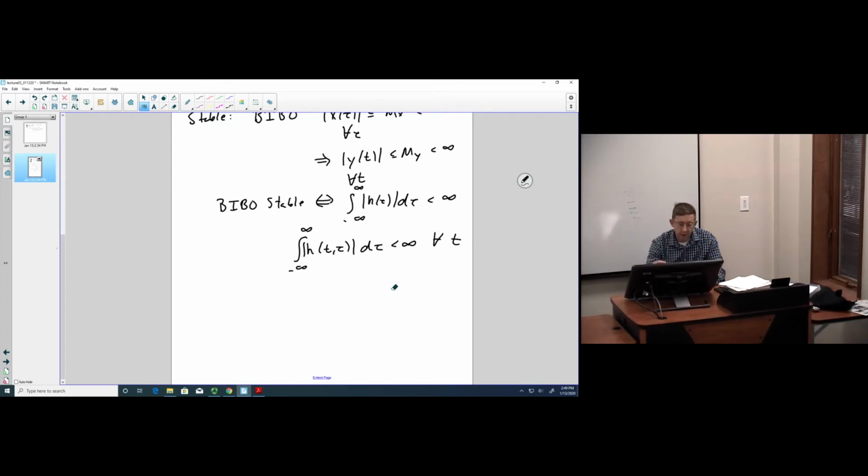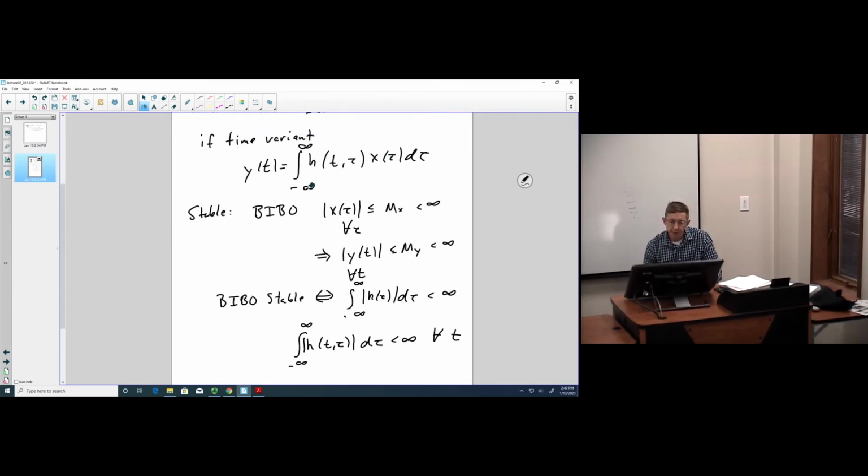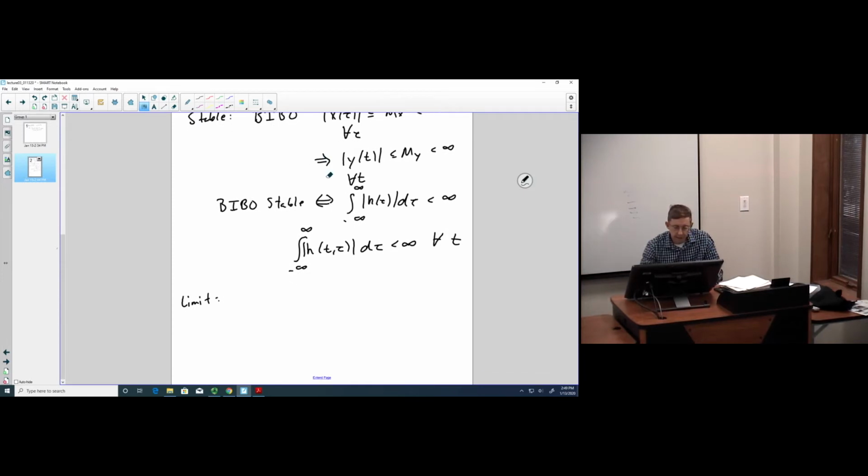One more thing I want to do here, we can think of this in a limiting sense. Let's come back up to this integral right here. Instead of going from minus infinity to infinity, let's call that output y_n of t, and go from minus n, h of t comma tau. So I'm going back up to that superposition integral. I missed part of it though.